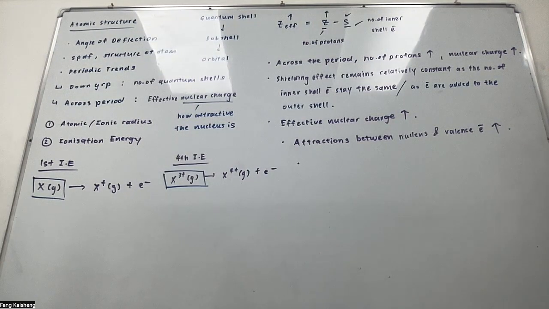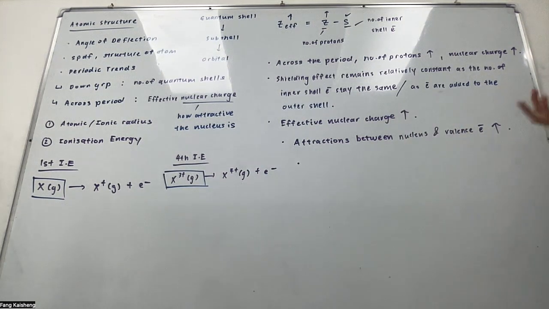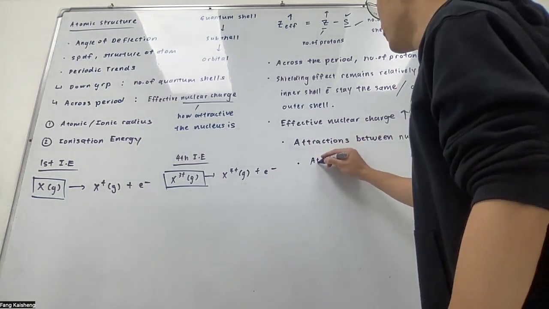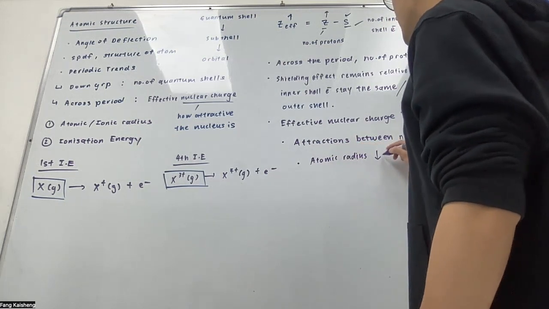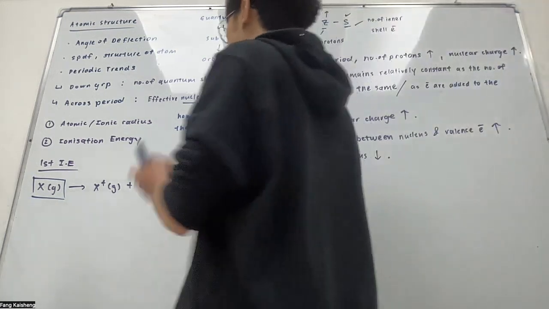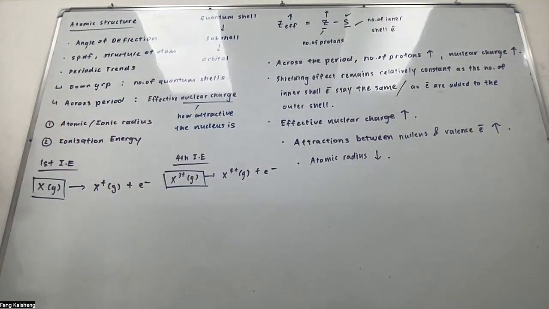So guys, what's the final thing to explain? Okay, you can just say atomic radius now. Because if the attractions are stronger, it's going to pull the valence electrons closer to itself. So atomic radius decreases. You can clearly see the explanation here is much more elaborate compared to down the group. So if there's anything you really need to study, it's across the period. Down the group, you can kind of wing it yourself.